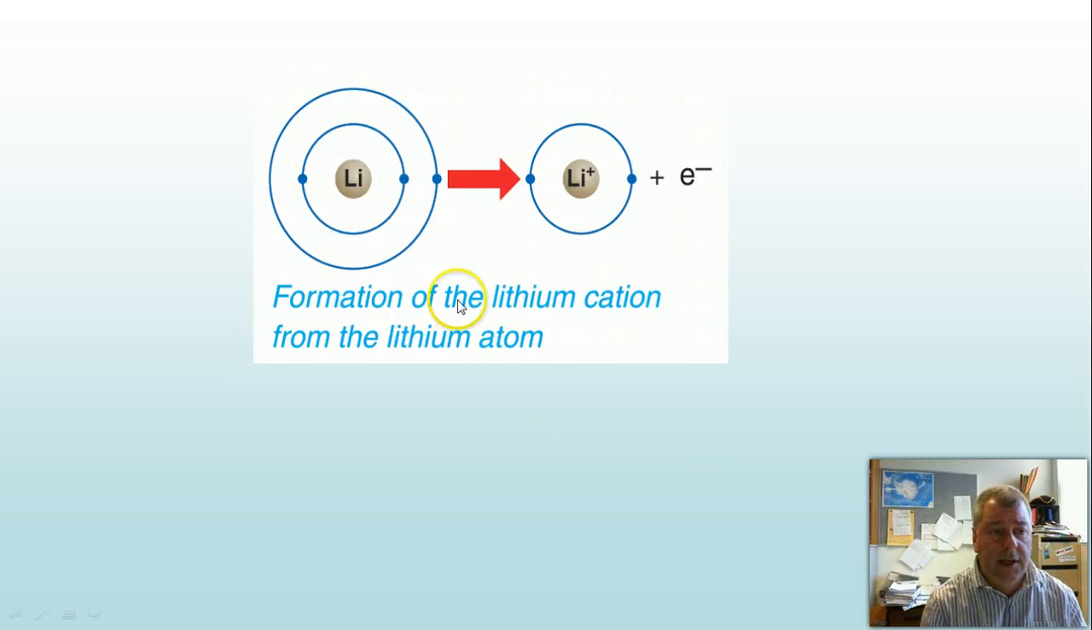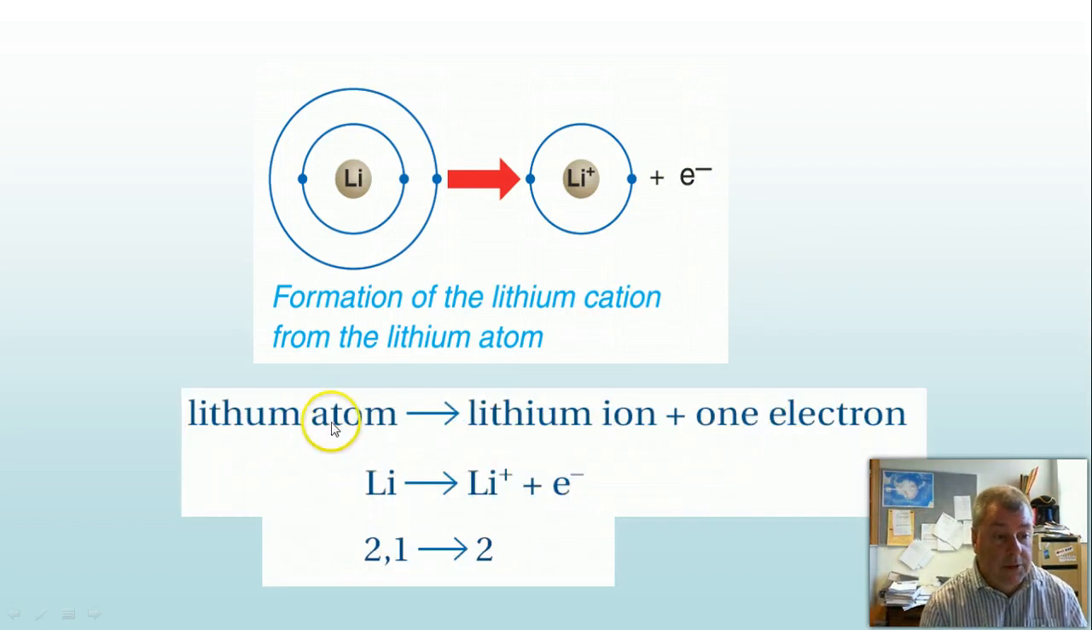Let's just look at it visually. Here's the neutral lithium with its electron configuration of 2,1 with 3 protons in here. It now becomes the ion with just the 2 electrons in the outer shell, nice and full, so it's happy, chemically speaking, and this electron goes off and joins another atom or does whatever electrons do. What's it like in words? A lithium atom now becomes the lithium ion, plus 1 electron.